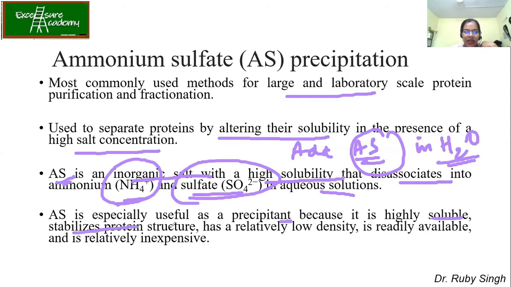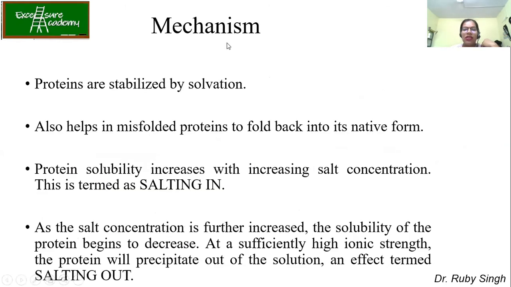It is useful as a precipitant because it is highly soluble. It stabilizes protein structure, which is important. It has relatively low density, is readily available, and is inexpensive. So this is a very cheap way of doing protein precipitation. Now, what is the mechanism behind that?